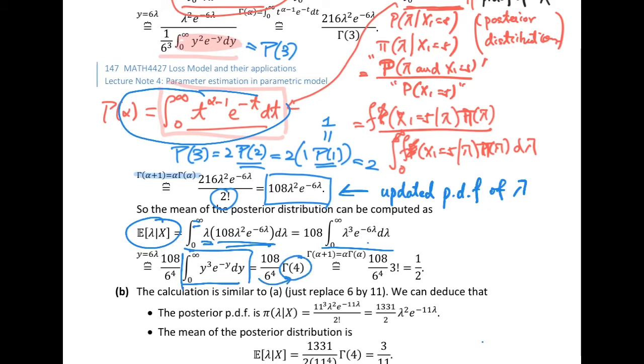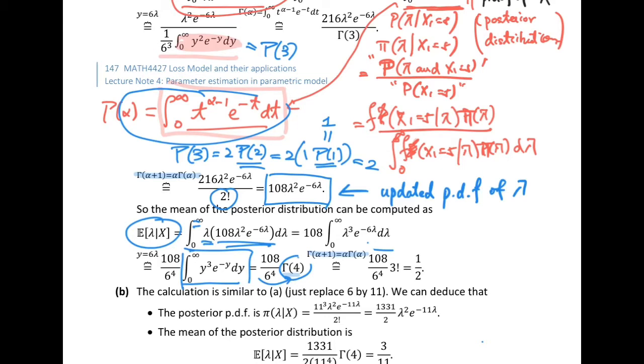Okay, and again, to evaluate this gamma 4, you just apply the same identity again, and try to get this to be equal to 3 factorial, which is equal to 6. And then after simplification, you'll find that the answer will be 1/2. So here, this is how you get the expected value of the lambda via the Bayesian analysis.